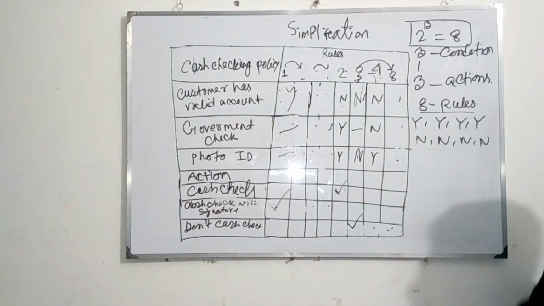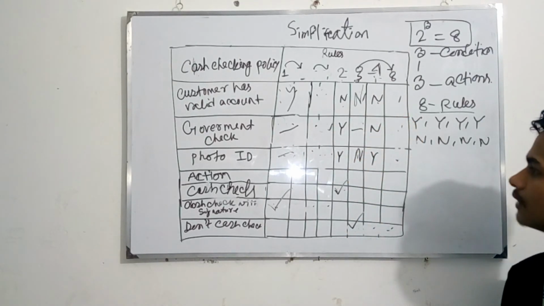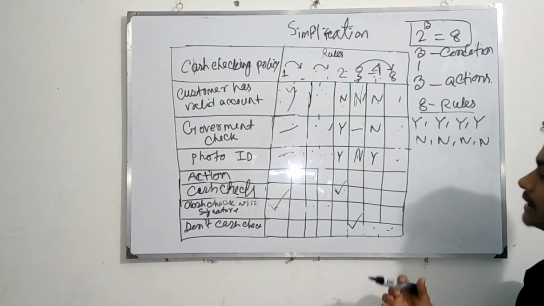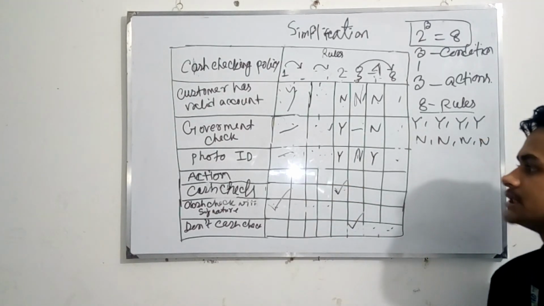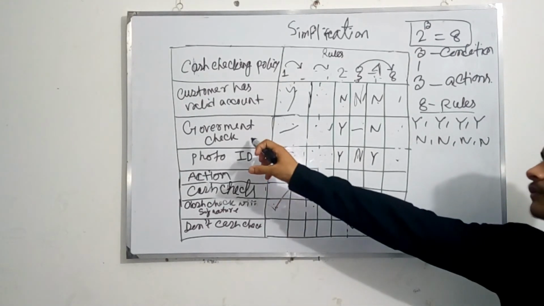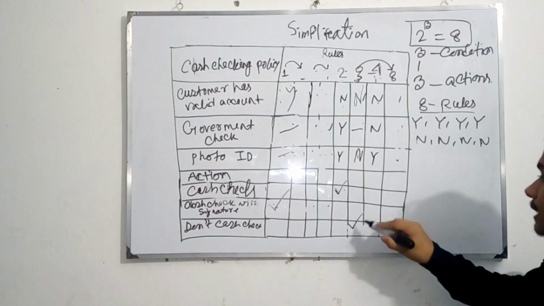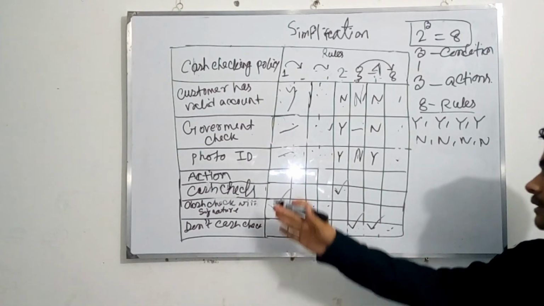The last step is here. Customer has valid account number, no. Government check, no. But photo ID, yes. So we know that if and only if government check and photo ID exist, then they can cash check. So here one is false. That means they don't cash check. So this is finally my result.